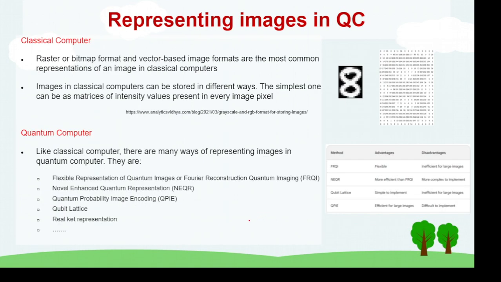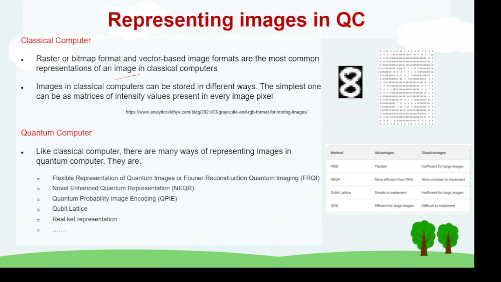So the first thing we should know is how to represent a given image in a quantum computer, correct? That's the basic thing we should understand. But before that, let's have a quick recap on how it is done in a classical computer. We know that raster or bitmap format and vector-based image formats are the most common representations of an image in classical computers.